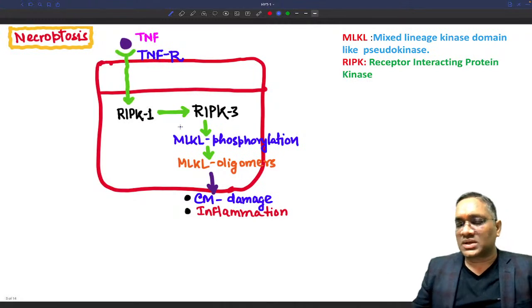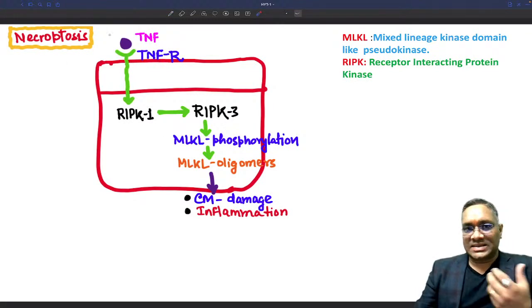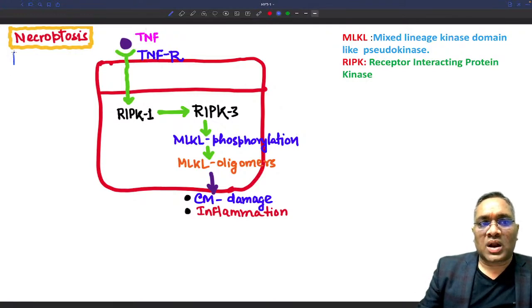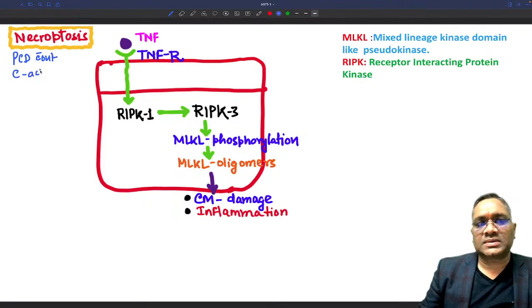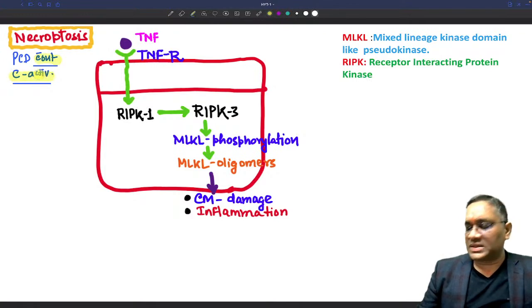Now I will just discuss a brief outline of necroptosis. See, necroptosis, as I said, what is this? It is a programmed cell death without caspase activation. So please remember, it is a programmed cell death without caspase activation.